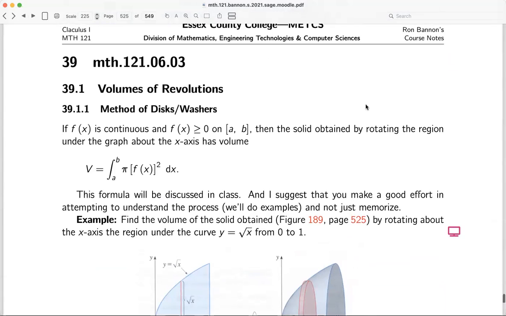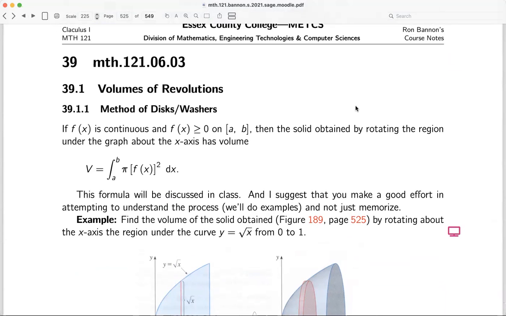Okay, we're in section 39. This is going to be volumes, and we're going to get these volumes by rotating a curve about an axis. That axis is generally either the x-axis or the y-axis. And when we rotate, we're going to be trying to visualize what's called the disk. If the disk has a hole in it, it's going to be a washer.